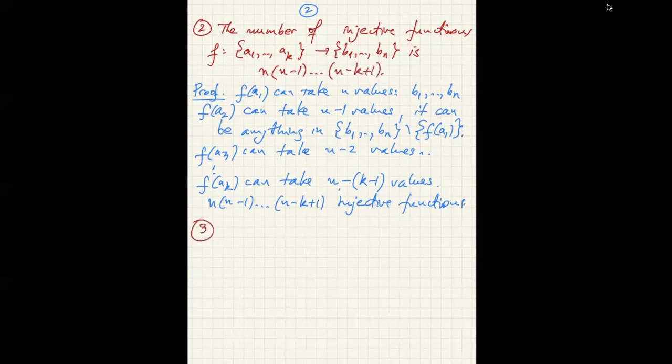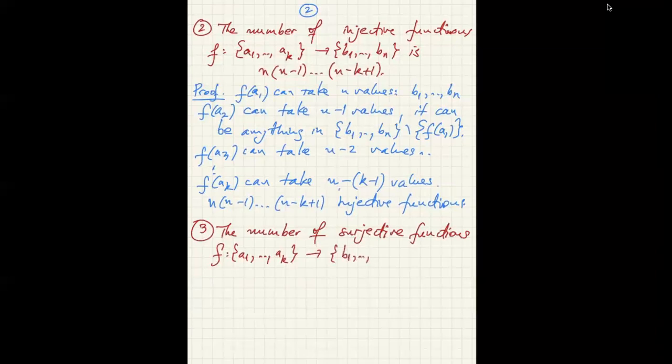So now here's a question where the real reason for which I brought these problems in is. Let's look at the number of surjective functions from our set with k elements, a1 up to ak, to the set b1 up to bn, is the question. All right, so let's try to figure out the answer first, and then we can write it down.